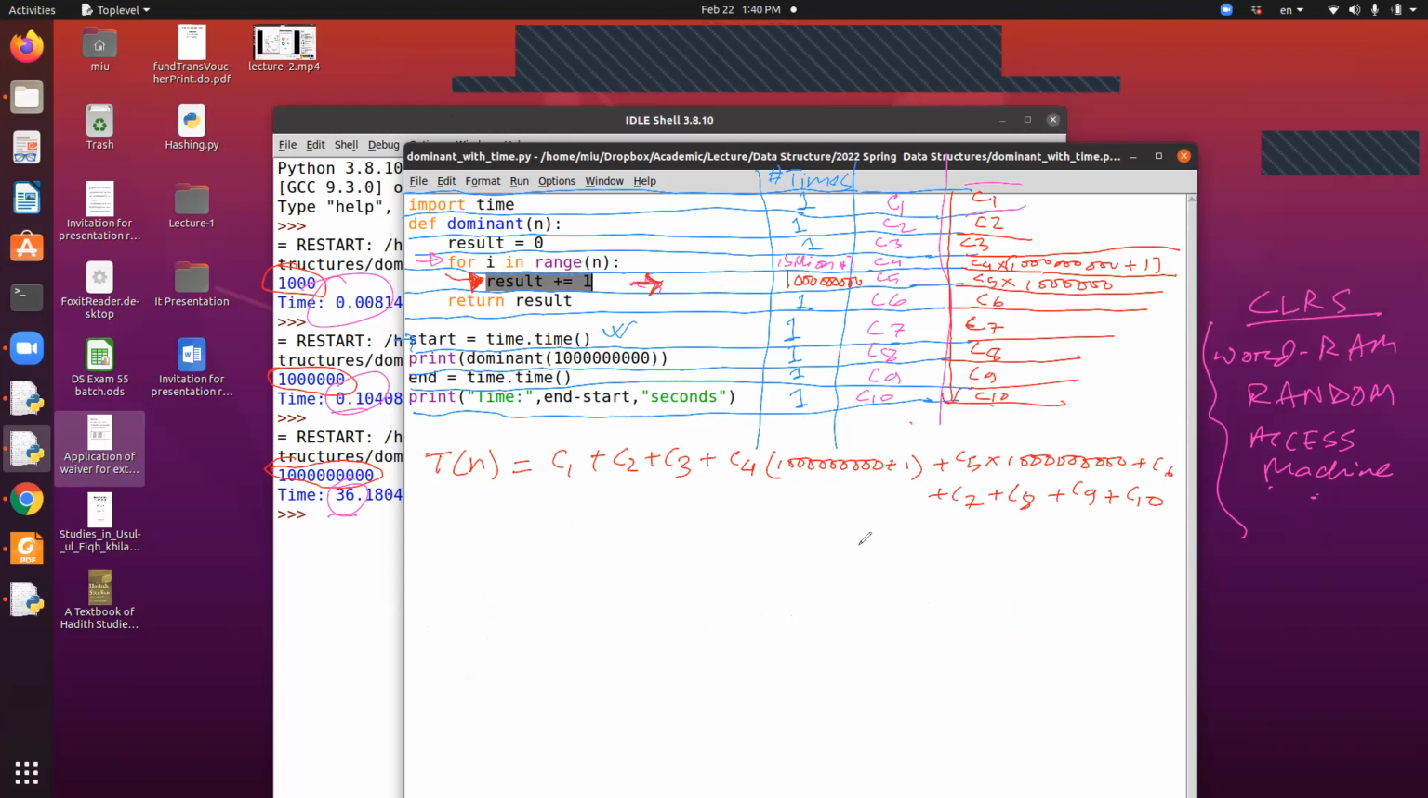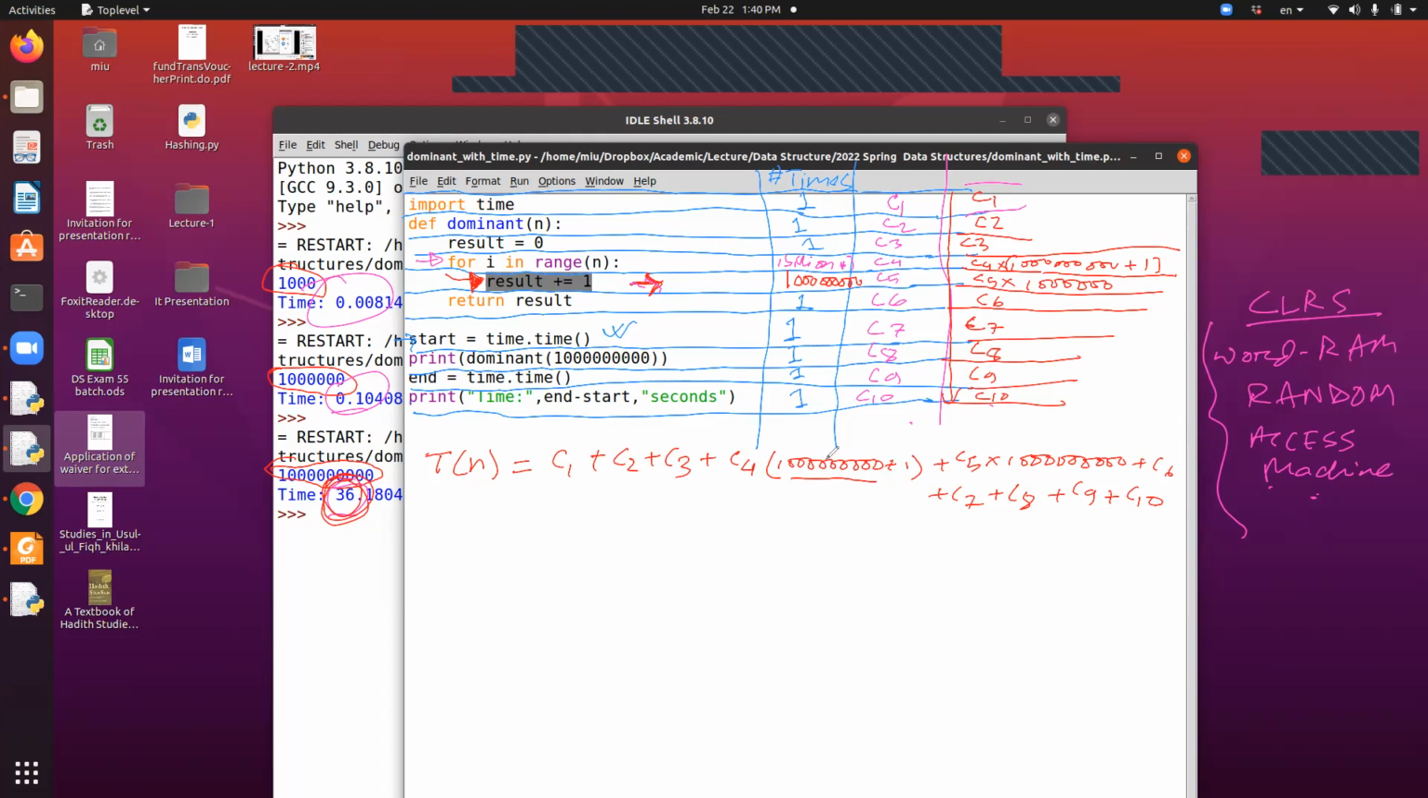Okay, so this is the equation, right? And it should be equal to this number, 36 seconds, whenever we are using 1 billion. But instead of using 1 billion, if you want to write a general equation, we can write n. Why? Because we are changing this value each and every time. If we write 1 billion here, it becomes a constant. It is not becoming generalized, right?